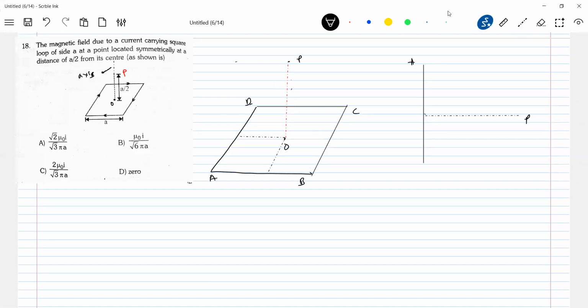This is P, this is A, this is B. Convert it to a 3D diagram, no? So try to solve this problem in 2 different planes. It'll be easy for you.